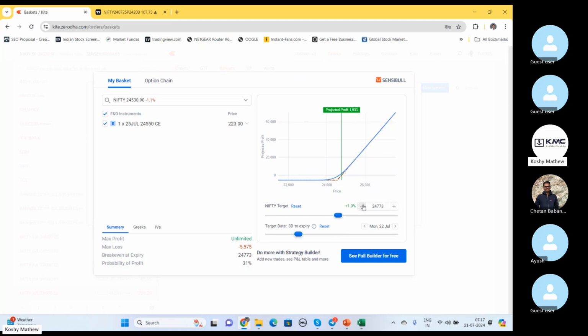Simple, very straightforward. You bought a call option expecting the market to go up. So let me reset this. Right now, Nifty is at 24,530. If by Monday it increases by 0.5%, that is 24,653, you still end up with minus 23. It would have to be 24,776 or 24,750 for you to make some profit.